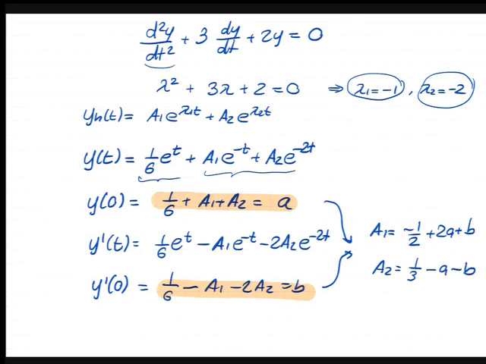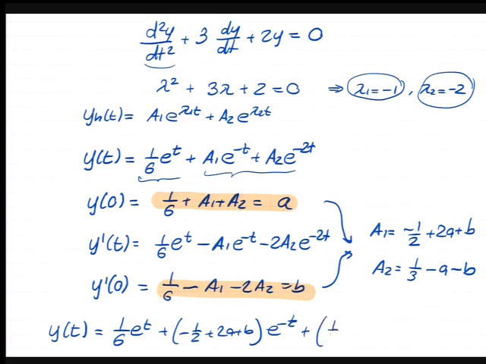All right? Of course, I could have given you initial conditions like 0 and 1, and these would come out to be specific numbers, but we are doing it more generally. So that means the solution using the traditional method is 1/6 e to the t plus negative 1/2 plus 2a plus b, times e to the negative t, and A2 times e to the negative 2t. That's the answer. All right, so that's pretty effective.